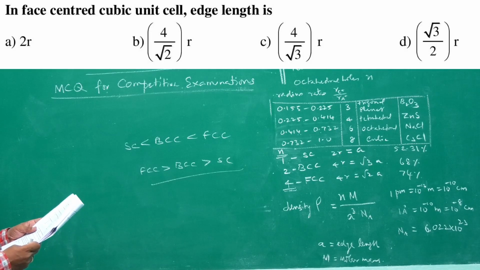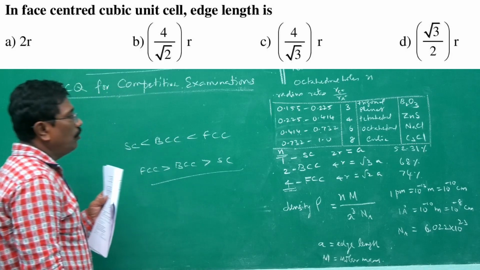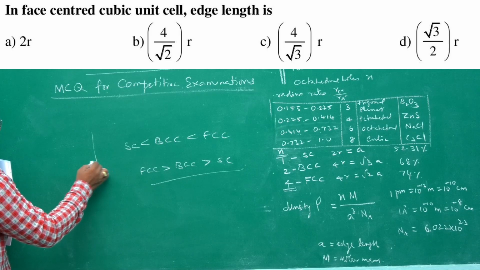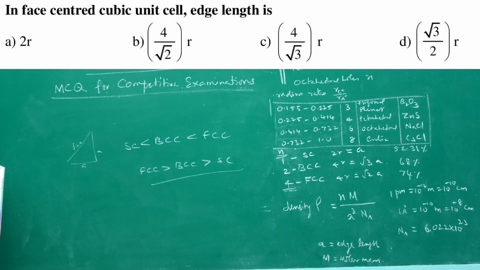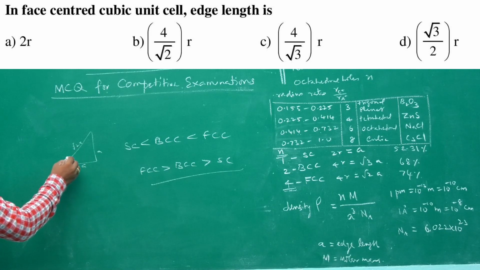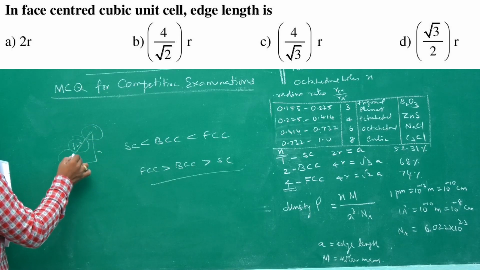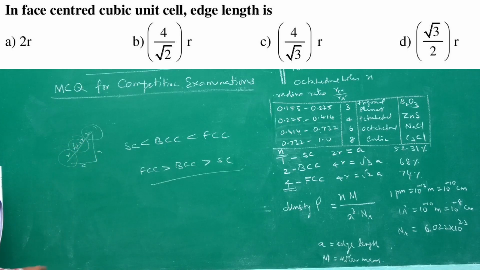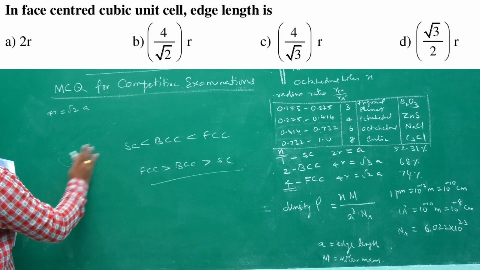Then in the face-centered cubic unit cell, the edge length is, in face-centered, we know 4r is equal to root 2 a, because it is a diagonal as per Pythagoras theorem. We have calculated it is root 2 a. If it is a and a, it is root 2 a. And it is made of 4r: 1r, 2r, 1r, r. So it comes to 4r. 4r is found to be equal to root 2 a for face-centered cubic.